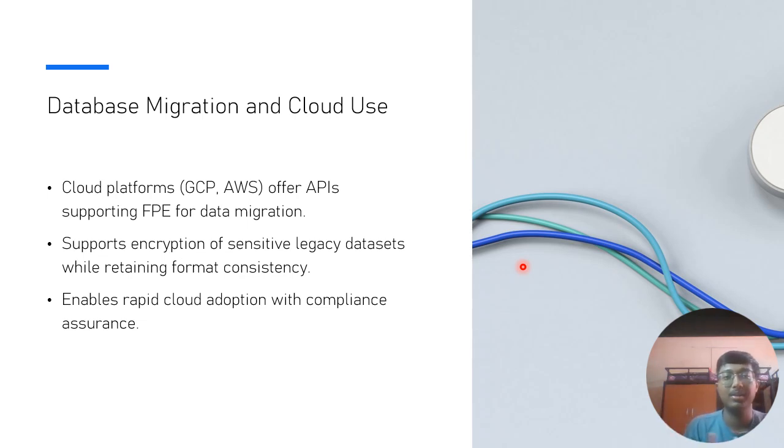So as companies migrate data to the cloud, FPE lets them encrypt rows and columns without breaking the app logic. Cloud APIs even include FPE as a built-in function, empowering secure operation for banks, hospitals, and retailers moving legacy data to modern platforms.